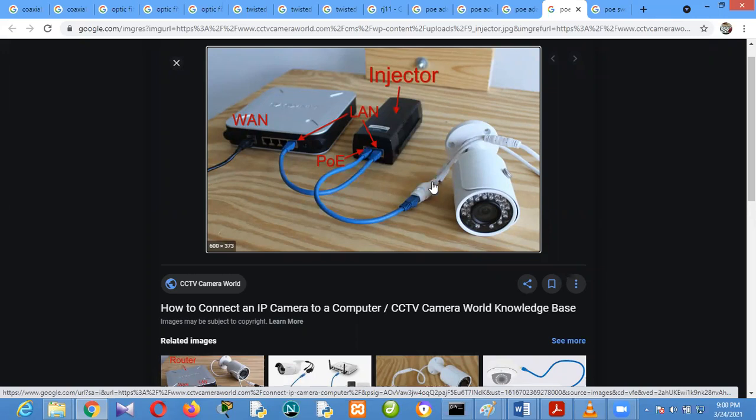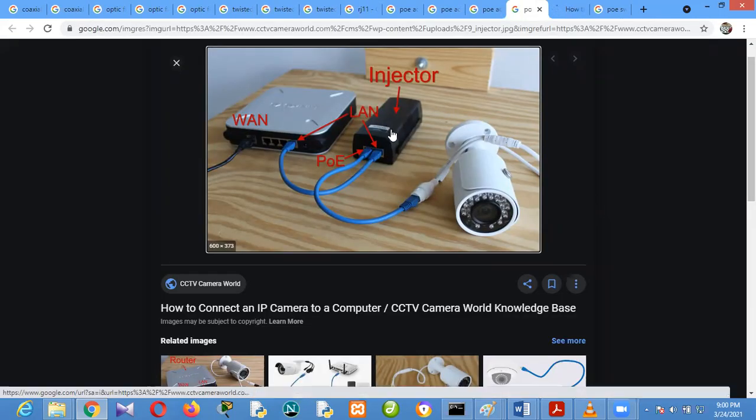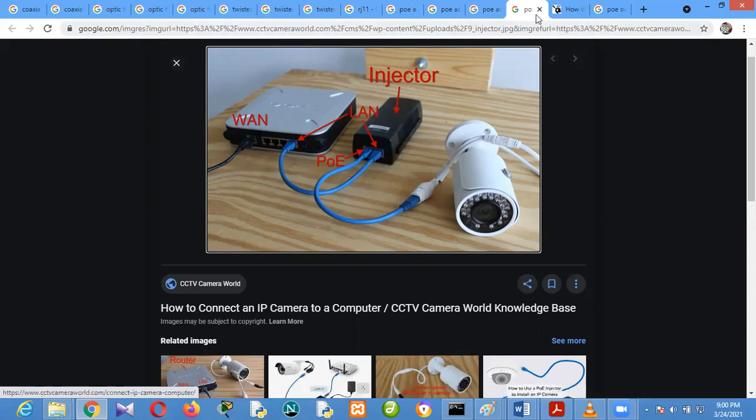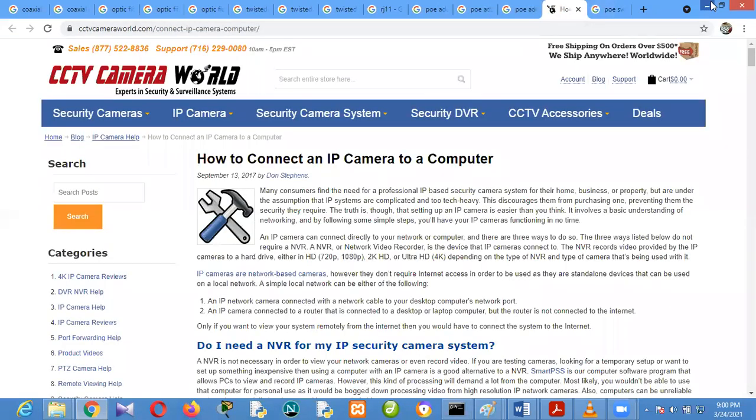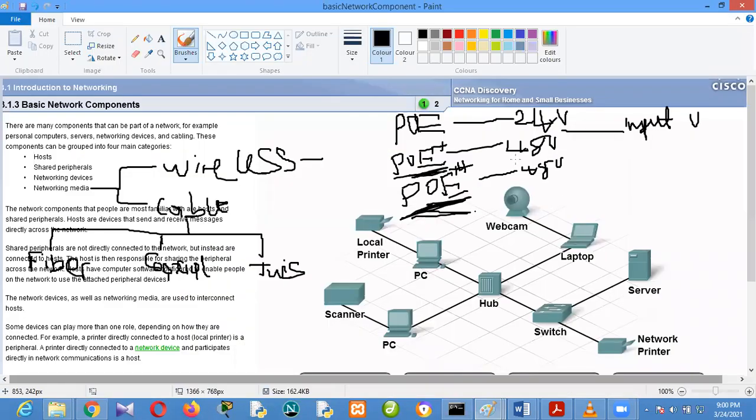You understand? Okay. So when data enters here, it goes in here. When it goes into the injector, it will send the data out together with power. You may not necessarily have a switch that is PSE. Whether it is PSE or not, as far as you have an injector, you are good to go. So now you seem to understand some things too.